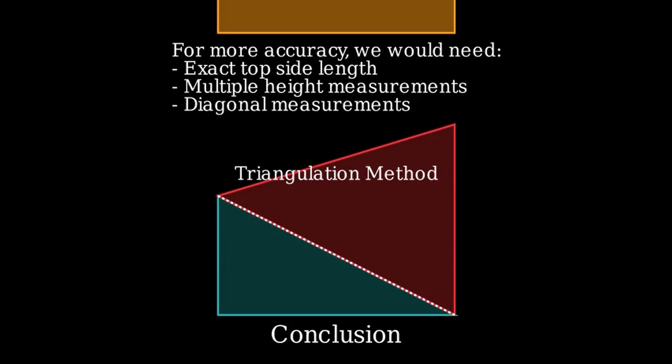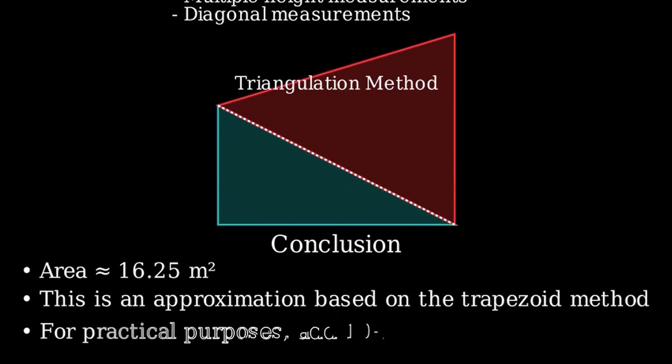In conclusion, we've estimated the area of the irregular quadrilateral roof using the trapezoid approximation method. The calculated area is approximately 16.25 square meters. Remember that this is an approximation, and the actual area might differ slightly depending on the exact shape of the roof. For practical purposes, such as buying roofing materials, it's always wise to add a small percentage as a safety factor to account for waste and the approximation errors.